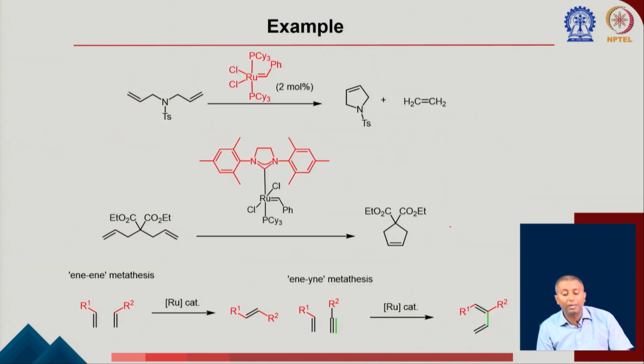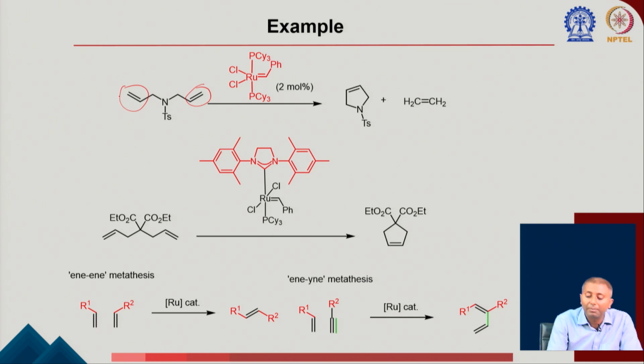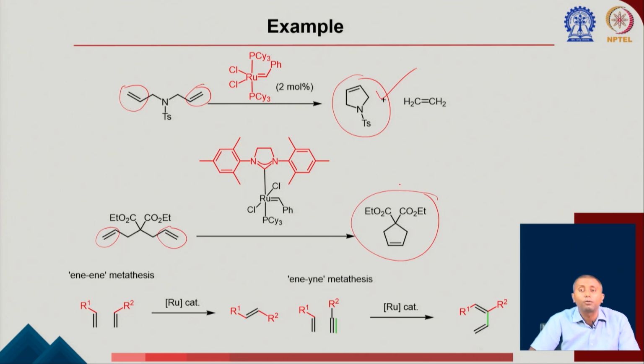So now I am going to talk about some examples of ring closing metathesis. Here you have seen that there are two terminal olefins which participate in the ring closing metathesis to form this compound. There is another example here, you can see again these two terminal olefins are participating in the ring closing metathesis to form some sort of a cyclopentene.